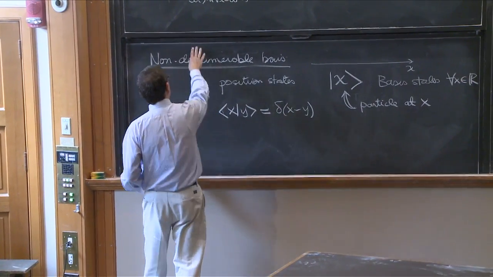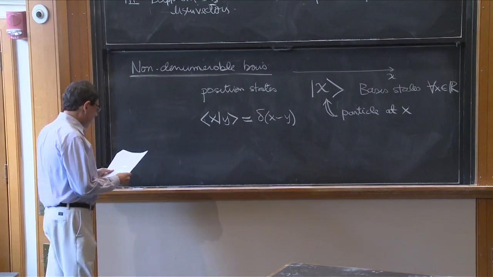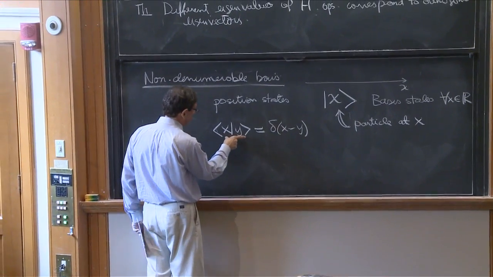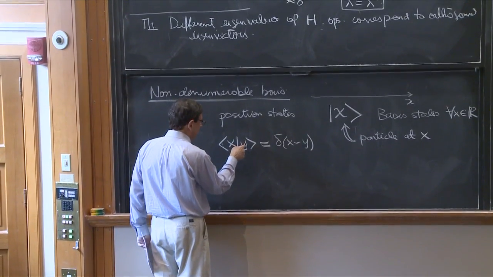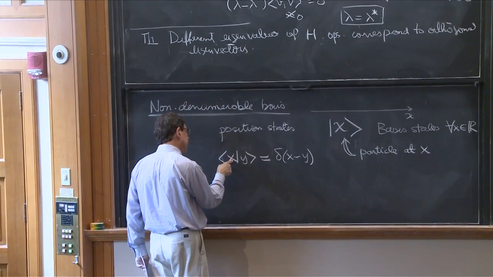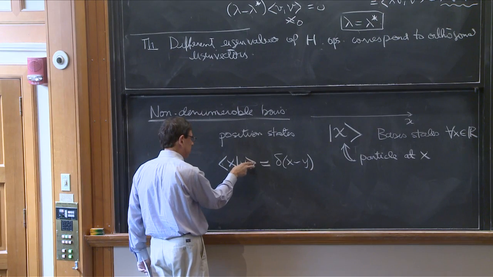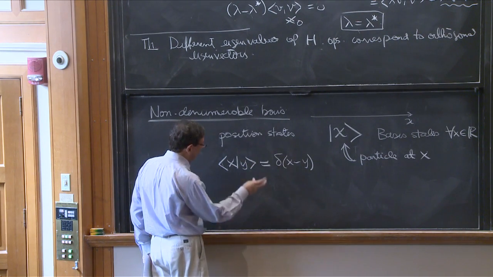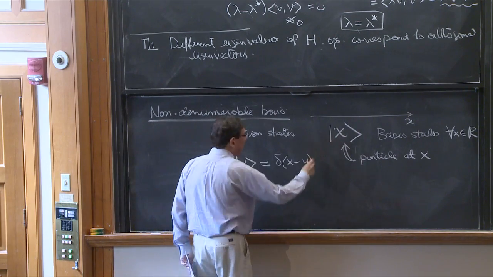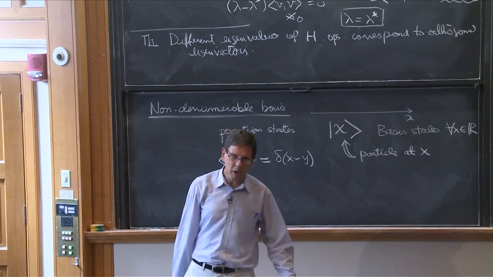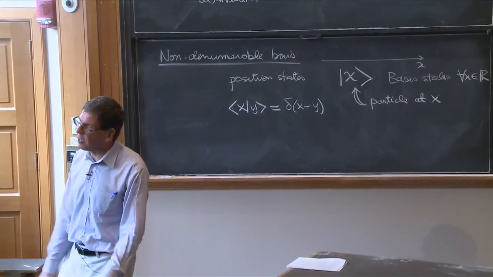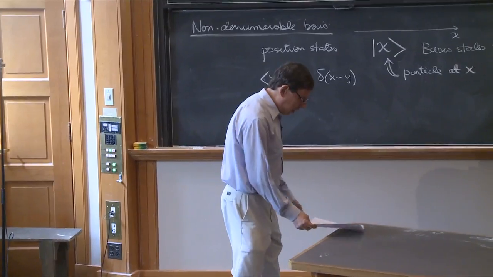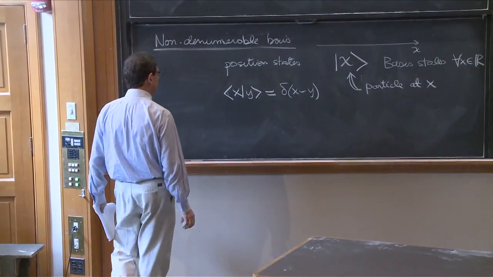And what else? Well, at this moment, this is physically sensible, because if you have a particle at one point and a particle at another point, the amplitude that this particle at one point is at this other point is 0. And the states are not normalizable. They correspond to a particle at a point. So once you try to normalize them, you get infinity, and you can't do much.